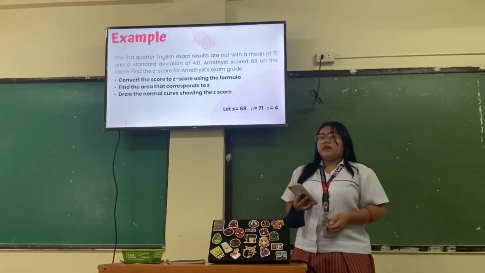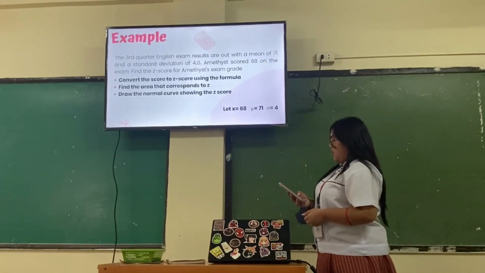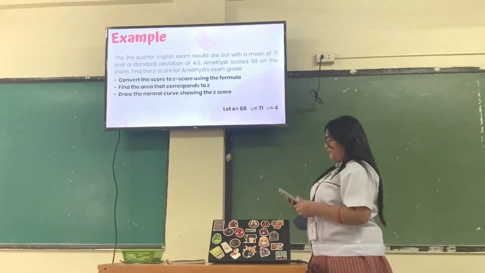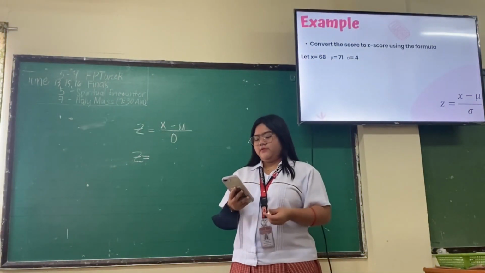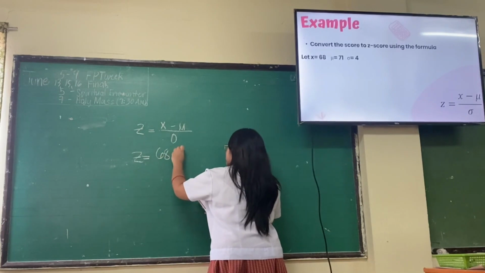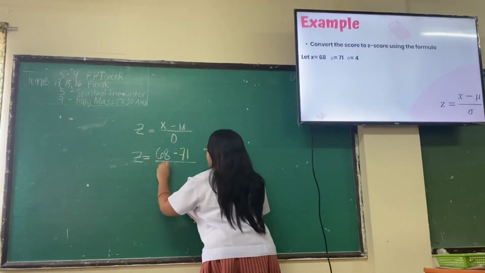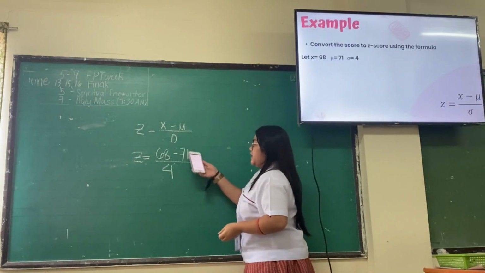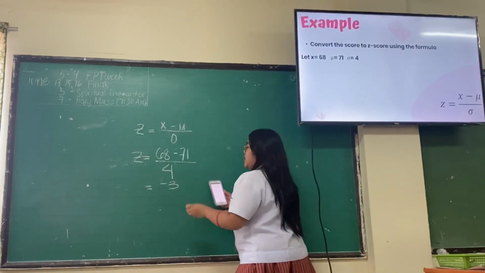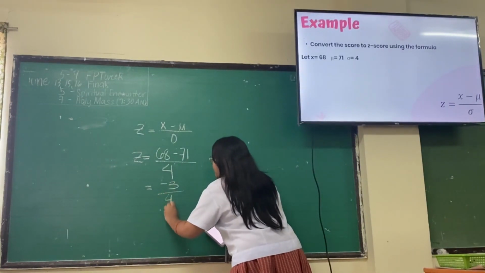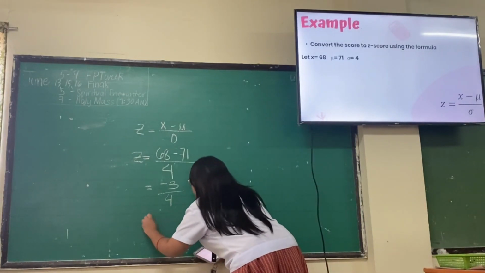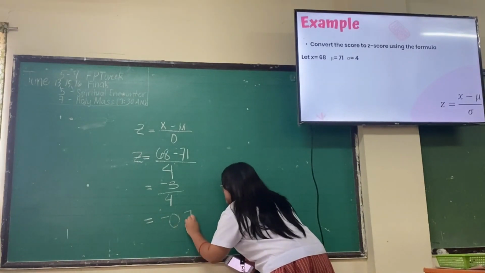In this equation, let X be 68, the population mean be 71, and the standard deviation be 4. The first step would be to change the given values, which will be 68 minus 71 over 4. 68 minus 71 equals negative 3. And then copy the denominator 4. And then we would divide. Negative 3 divided by 4 equals negative 0.75.